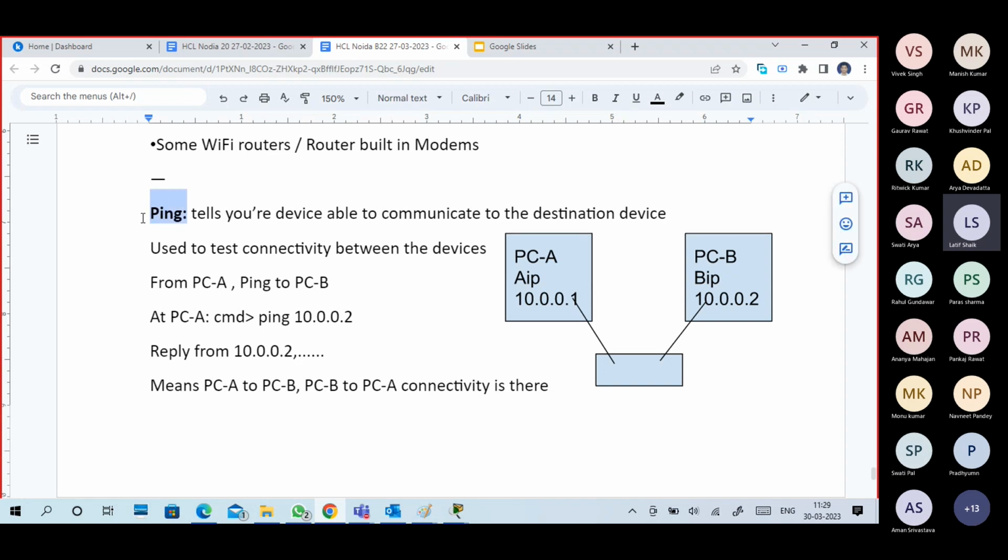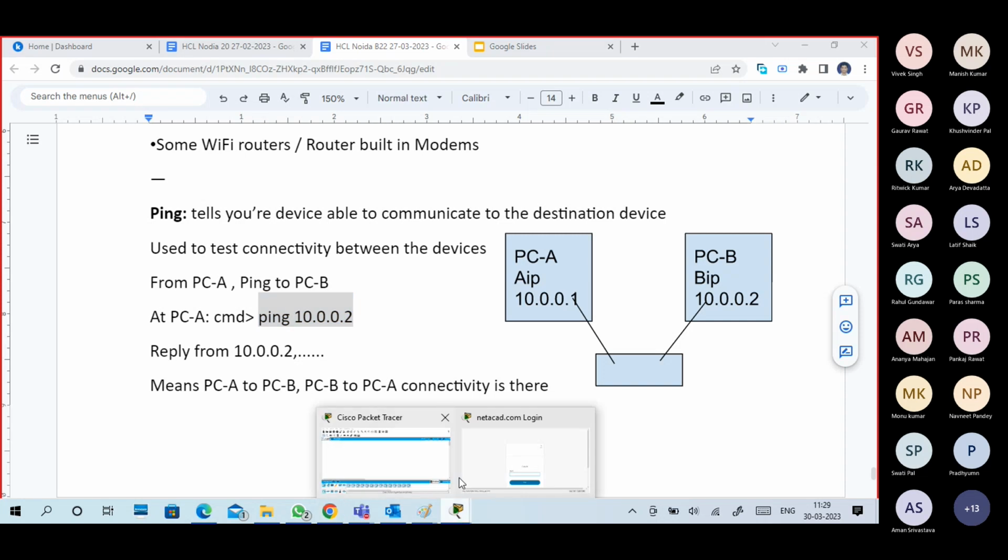So we use the ping command to tell whether your device is able to communicate with the destination device or not. The ping command is a test command; it just verifies the connectivity between devices. So how to do it? From which device you want to communicate, first of all, we have to put a ping.